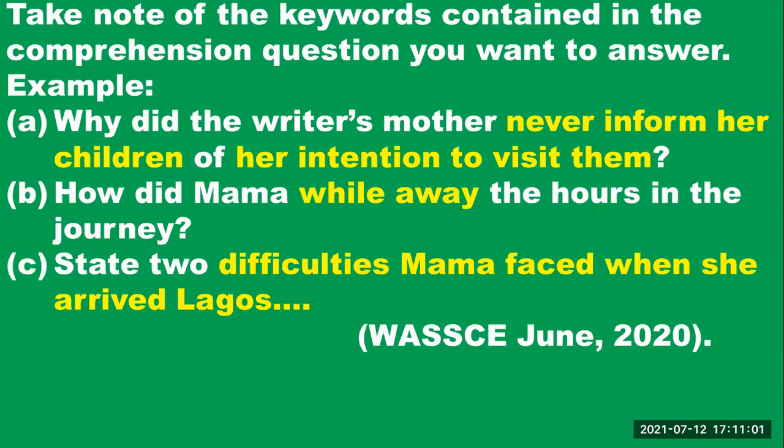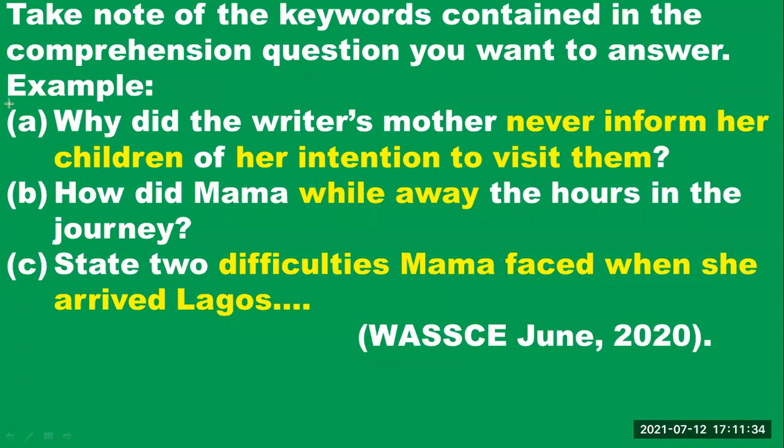How do you do that? Now, take note of the keywords contained in the comprehension question you want to answer. Now, let's look at this example. When you pick question A, which is why did the writer's mother never inform her children of her intention to visit them? Now, at this stage, you will understand. Let me show you certain things.